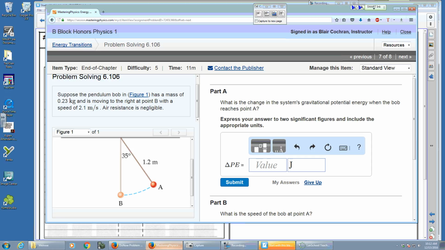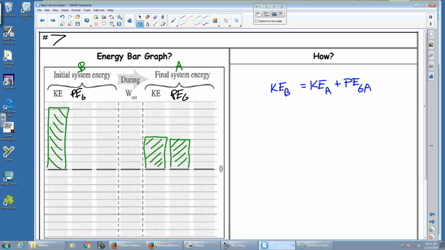And we know it's 35 degrees, but they don't tell us what height this gets up to. So I think I need a little picture to help me. There's point B, there's point A. It goes up a height h here, right? And can we call the length of the string L? Is that okay with everyone? And does everyone understand that the string would be the same length when it's at point A as when it's at point B? Yes? Okay.